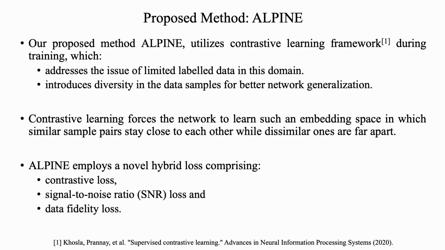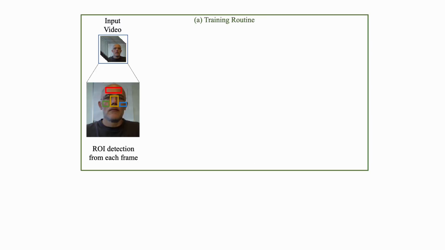ALPINE uses a contrastive learning framework to overcome the scarcity of labeled data and to introduce diversity in training data. Further, it uses a novel hybrid loss function for better HR estimation.